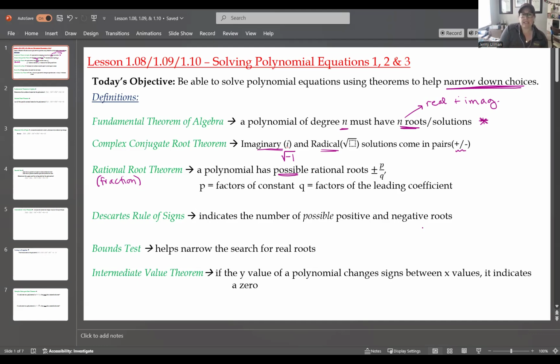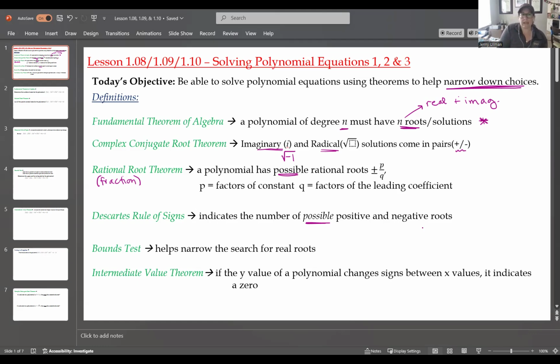Okay. Descartes' rule of signs, again, is another kind of possible, but it helps us figure out how many positive and how many negative answers we're going to have. Okay, so the rational root gives us a possible list of answers. Descartes' rule of signs helps us figure out how many answers could be positive and how many answers could be negative. Okay, so we have an idea. Again, we can look to say, should I have two negative answers? But I only have one, so probably need another one.